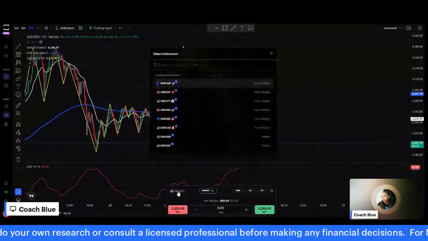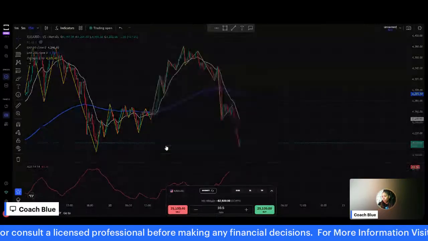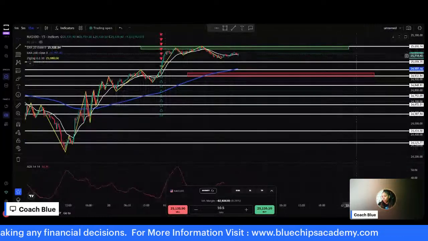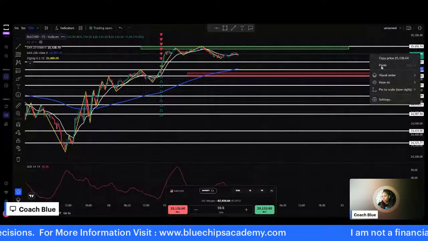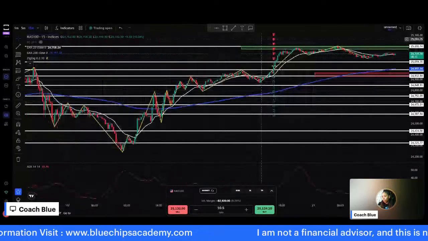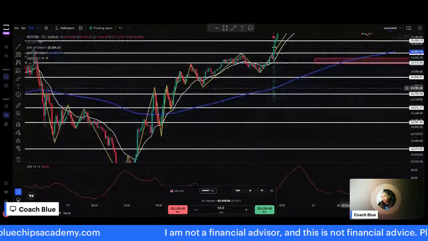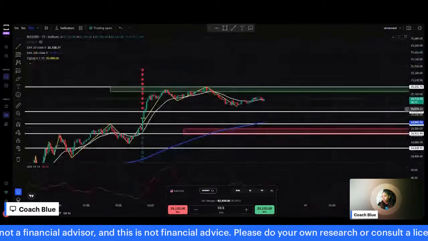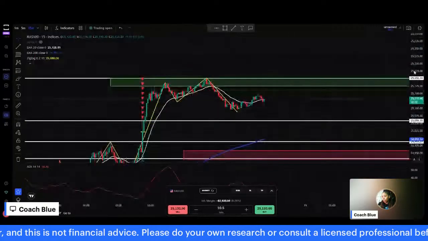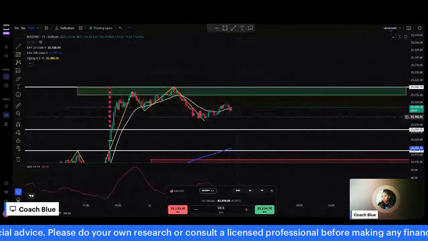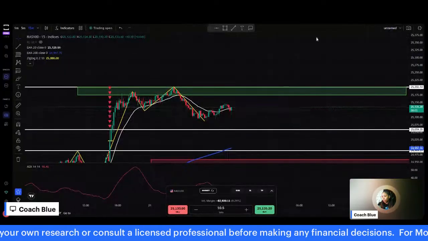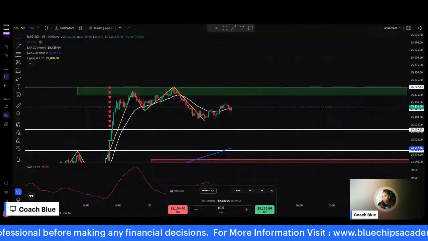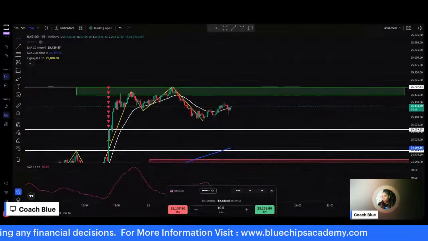Let's go ahead and go back to NAS, and let's see what we are for today. So my directional bias is a buy. Let's see if we can retest our buy zone, and let's see if we can get into an opportunity today, guys. All right, the market is officially open, guys. Let's see what we get for today. Some action today.